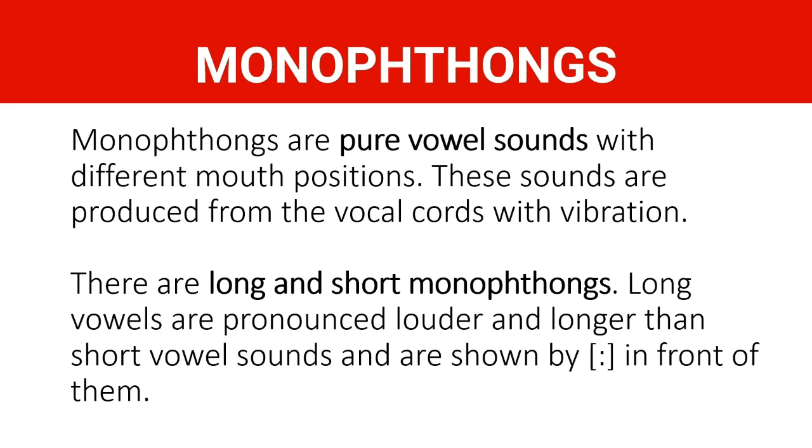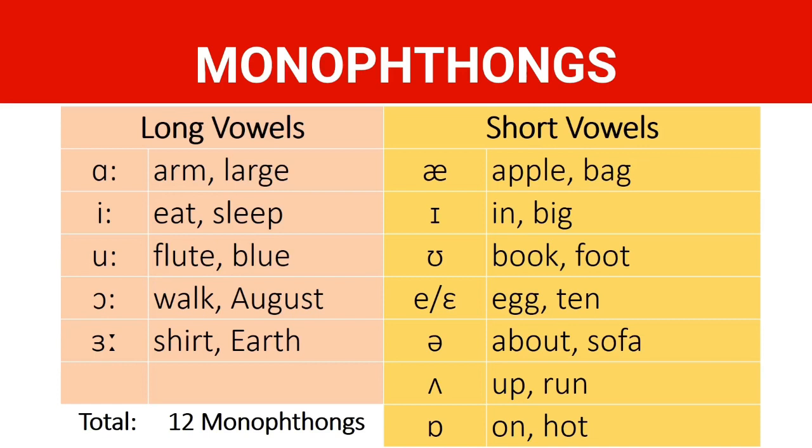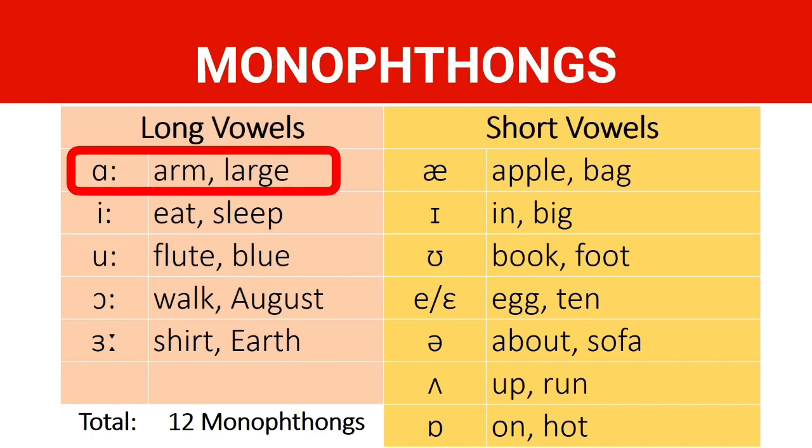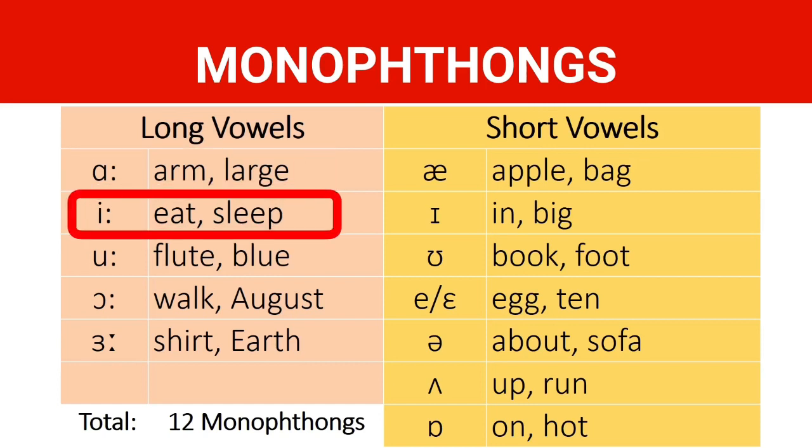Long vowels are pronounced louder and longer than short vowel sounds and are shown by a colon after them. Now, what are the long vowel sounds in American English and British English? The first sound is pronounced like an ah sound. Ah. Arm. Large. The second long vowel is the E sound. E.